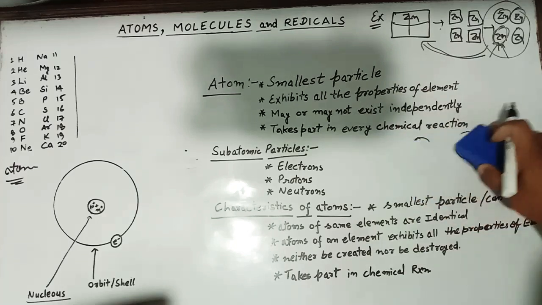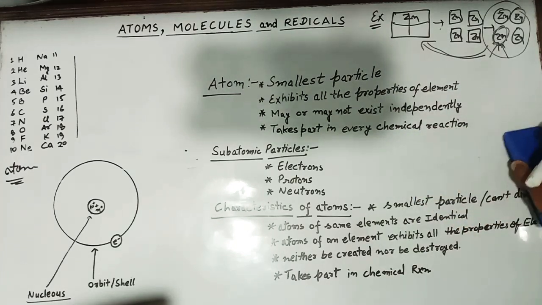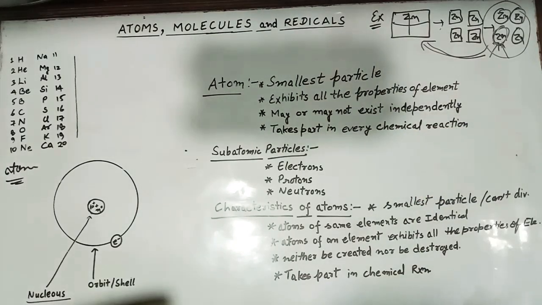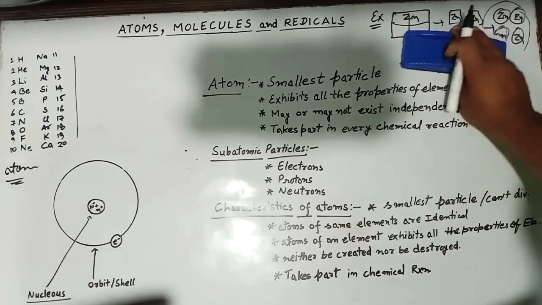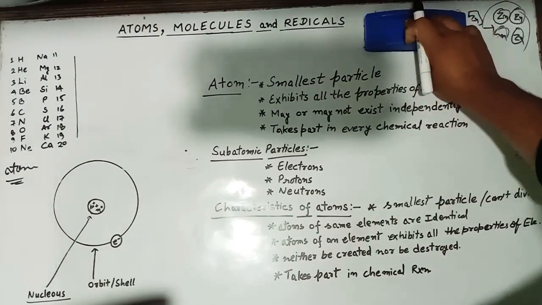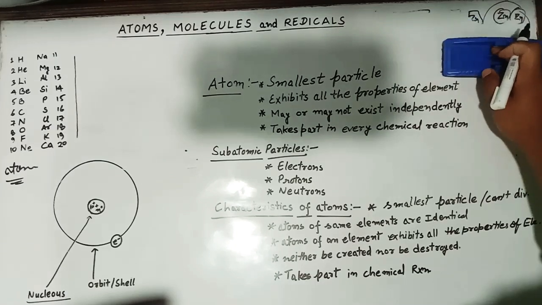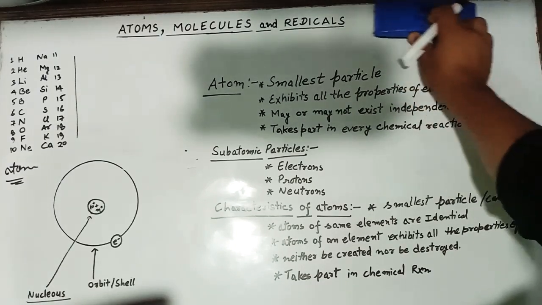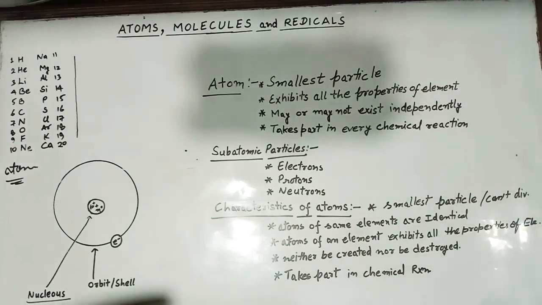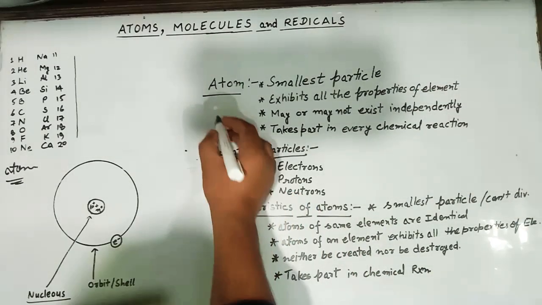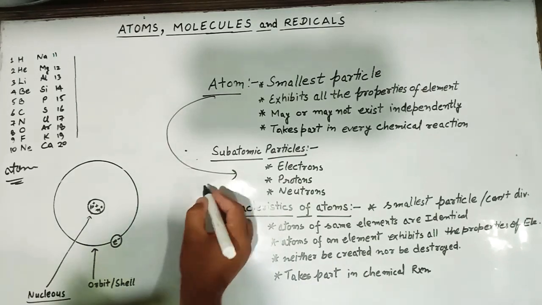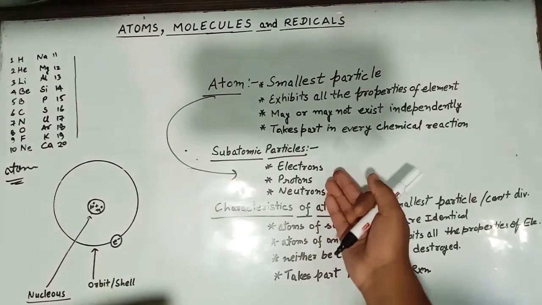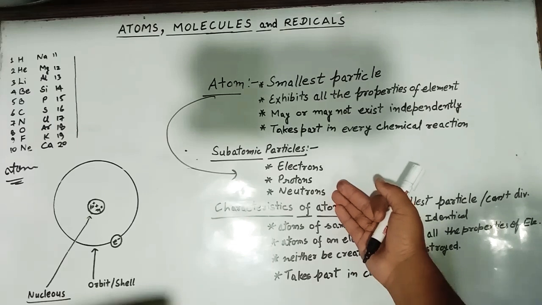Now come to the next point. Initially it was believed that atom is the smallest particle and we can't further divide atoms, but studies in the 20th century show that there are some subatomic particles. This means we can further divide these atoms into three subatomic particles, that is electrons, protons and neutrons.